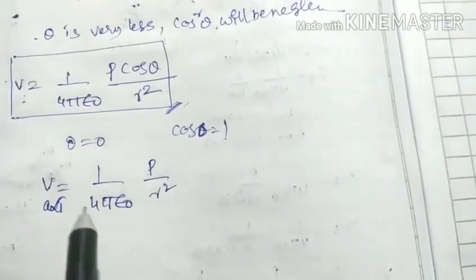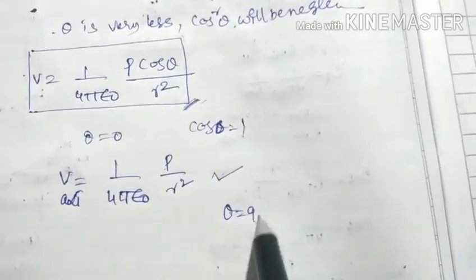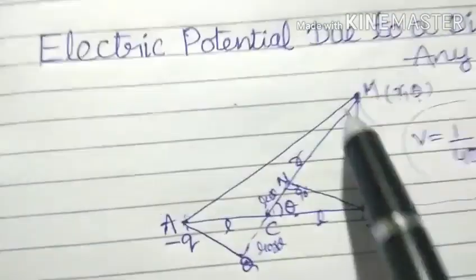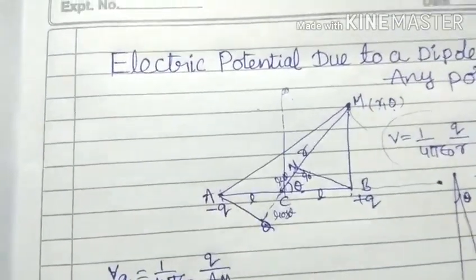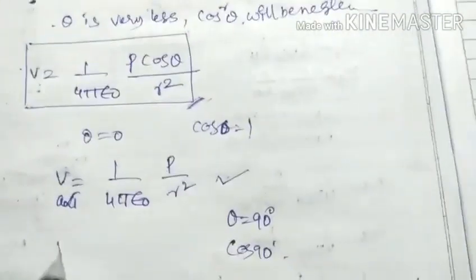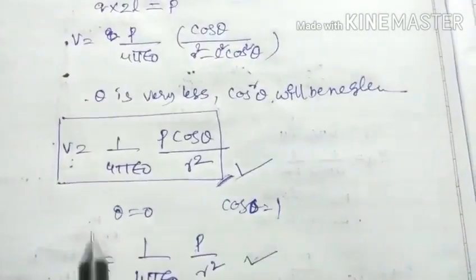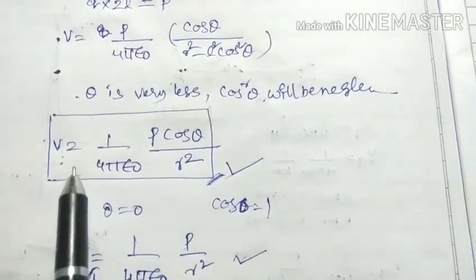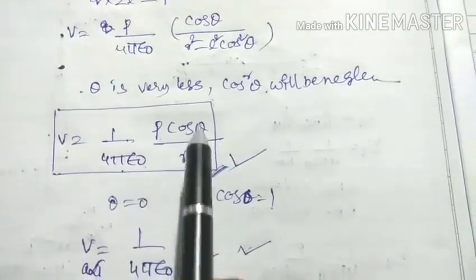So the electric potential due to a dipole at an axial point is 1 by 4 pi epsilon naught, P by R square. If theta is equal to 90 degrees, then this is the normal line, and cos 90 is equal to 0, so V at the equatorial line is equal to 0. Hence the net electric potential due to a dipole at any point is equal to 1 by 4 pi epsilon naught, P cos theta by R square.